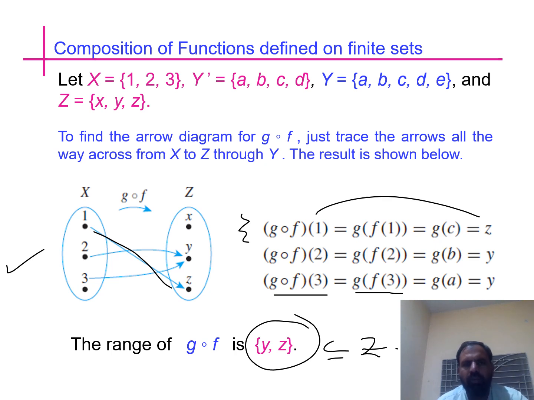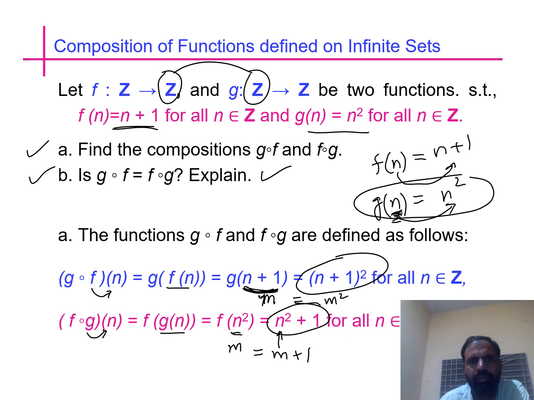So range is always a subset of codomain. Let f from Z to Z and g from Z to Z be two functions such that f of n is equal to n plus 1 for all n belonging to Z, and g of n is equal to n square for all n belonging to the integers Z. To find the compositions g circle f and f circle g, and whether these compositions are the same, explain it.